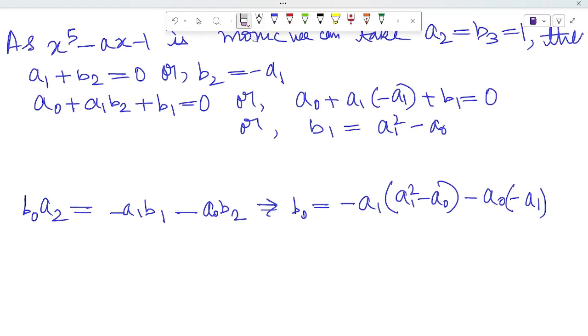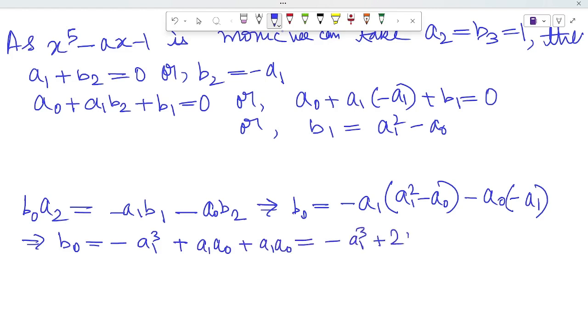B2 is minus A1. Fine, so let me develop this, which implies B0 is minus A1 cube, and plus A1 A0, again plus A1 A0, which implies minus A1 cube plus 2 A1 A0. If I take A1 common here, I will get A1 into (2A0 minus A1 square). This much is fine. So it is the value of B0.